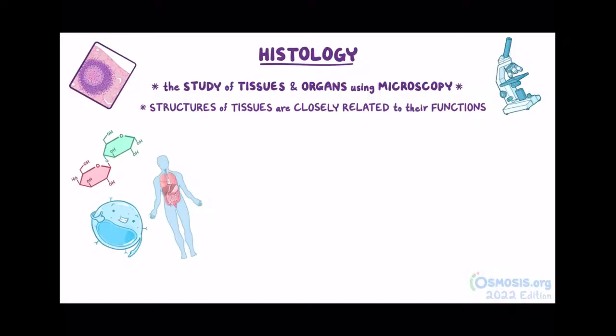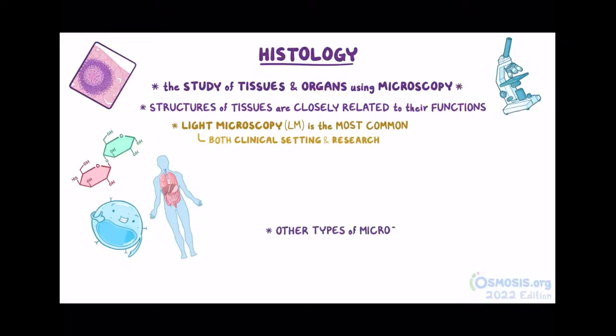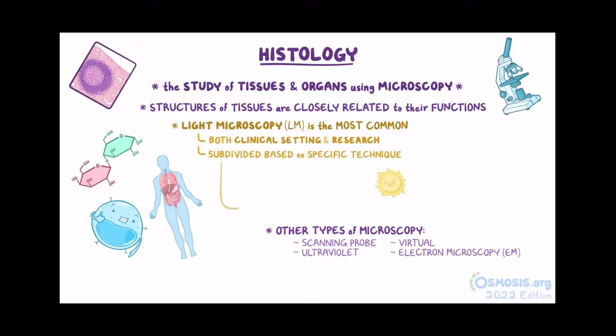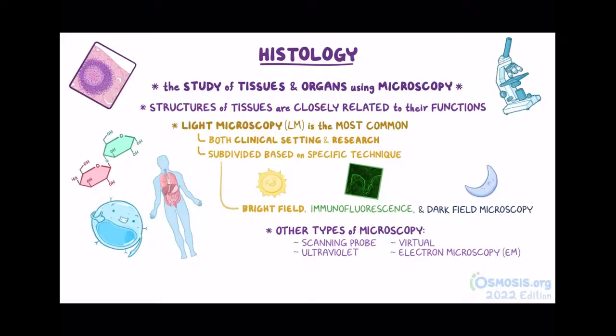While there are many types of microscopy, light microscopy, or LM, is the most common, largely because of how practical it is both in the clinical setting as well as in research. Other types of microscopy include scanning probe, ultraviolet, virtual, and electron microscopy, or EM. Light microscopy can be further subdivided based on the specific technique that's used, such as bright field, immunofluorescence, and dark field microscopy. We'll be focusing primarily on bright field microscopy and some of the various staining methods that go along with it.